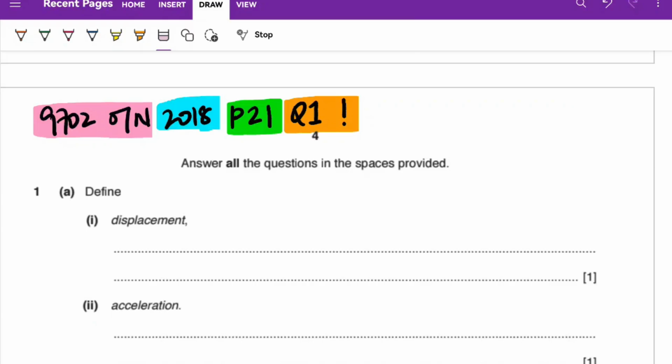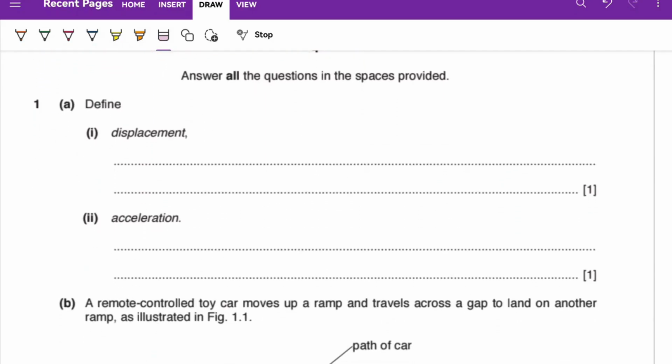Hello everyone, today we'll be looking at 9702, which is Cambridge Physics, from October-November 2018, paper 2-1, question 1. I would suggest you give it a try first before watching this, so that you can identify the places that you need to improve on. Okay, let's begin. We will skip 1A because it's just definitions, it's not much of a challenge. Let's go to the more interesting part.